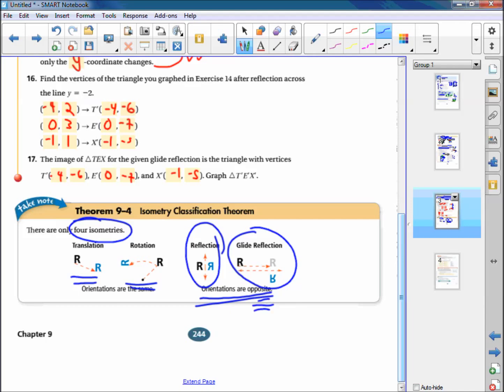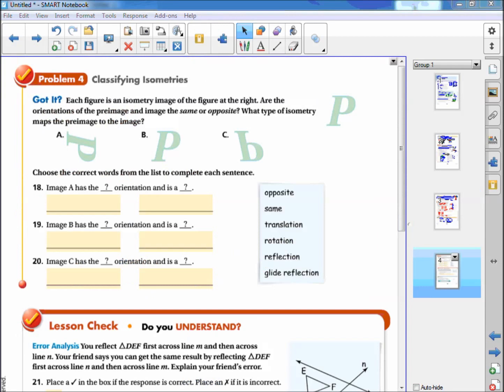Okay, the translation part leaves it the same, but as soon as we reflect, we get the opposite orientation. So these are our 4 isometries, the 4 transformations that leave congruent shapes for the image and the pre-image. Okay, problem number 4 on the top of the 4th page says, each figure is an isometry image of the figure at the right. Are the orientations of the pre-image and image the same or opposite? And then what type of isometry maps the pre-image to the image?